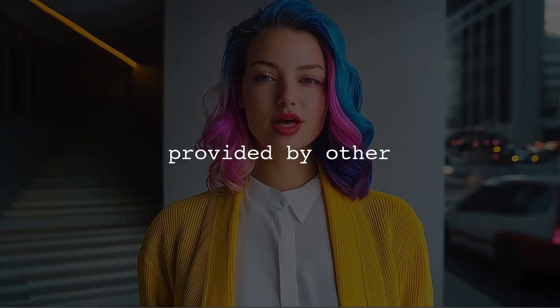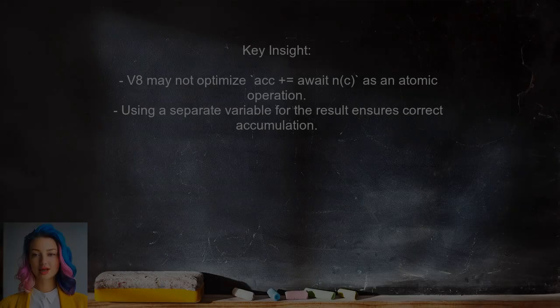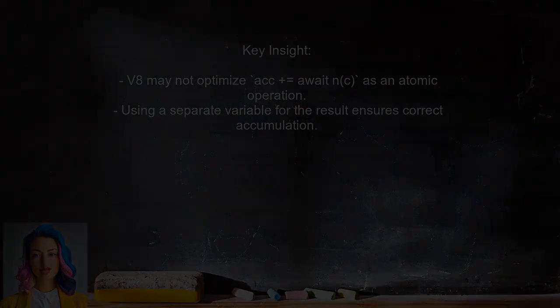Now let's look at the answers provided by other users. One user suggests a simple fix to avoid the race condition. Instead of using the compound assignment directly, they recommend separating the await call from the addition. By first storing the result of the await in a variable, then adding it to the accumulator, the race condition is resolved. They speculate that the V8 engine may not optimize the compound assignment as expected, leading to unexpected results. This approach clarifies the operation and ensures the accumulator is updated correctly.